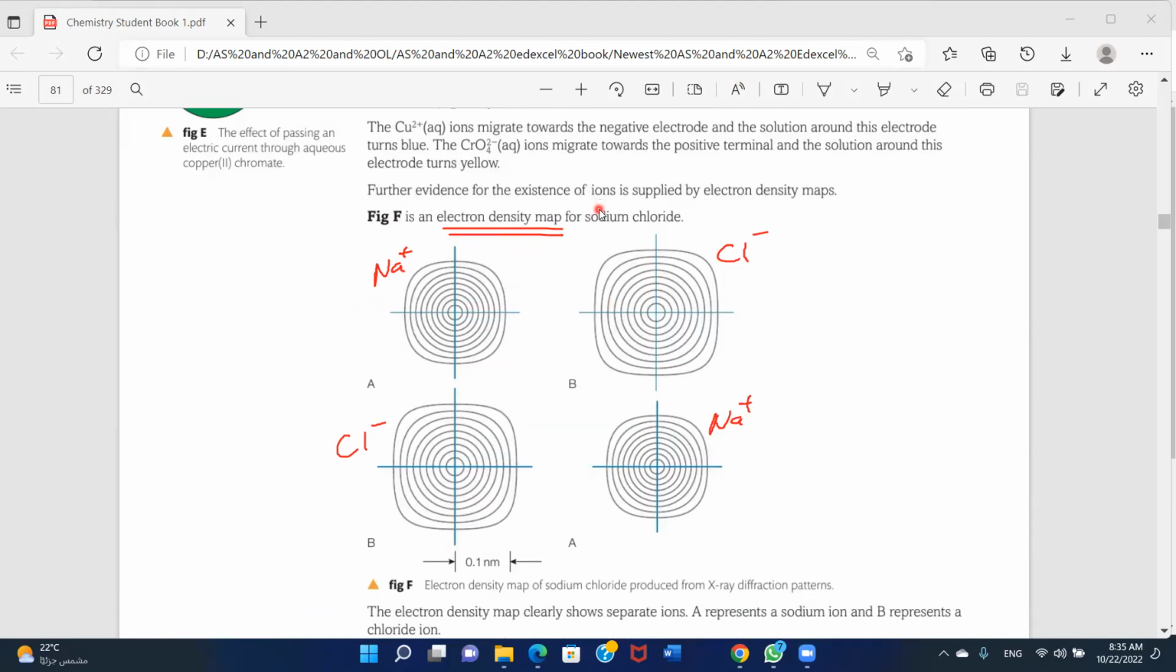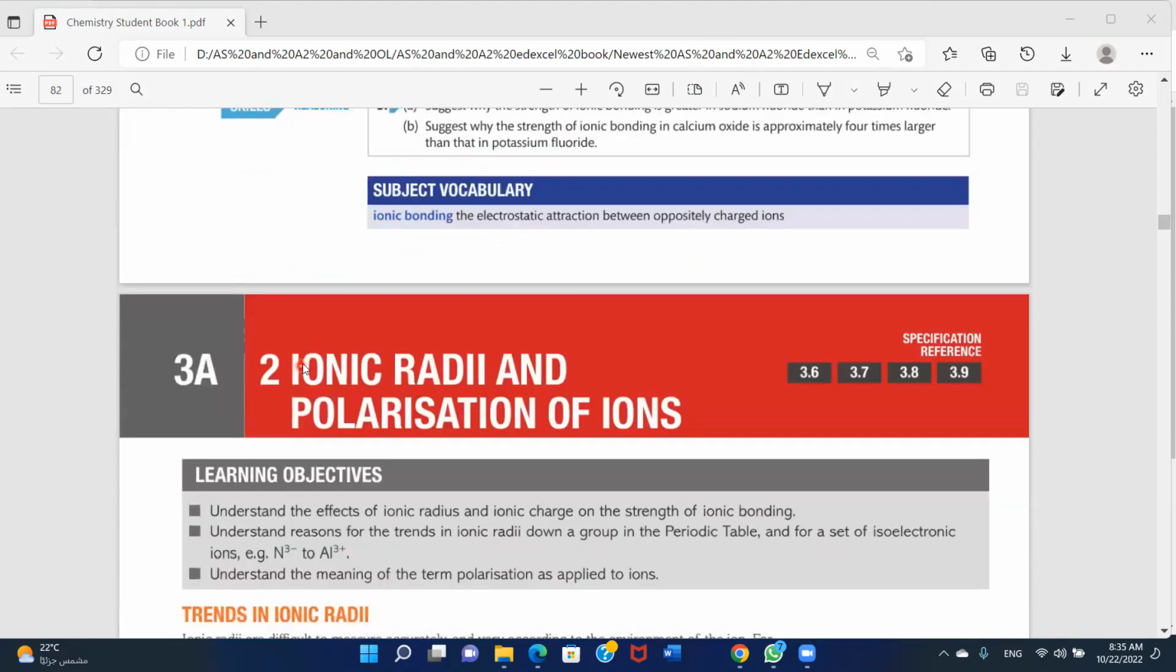Do you have any question till here? Miss? Yes. For the circles within the actual ion, do you have to draw a specific number? No, you don't have to draw any specific numbers. You can draw any numbers you want. Okay, thank you. You're welcome.